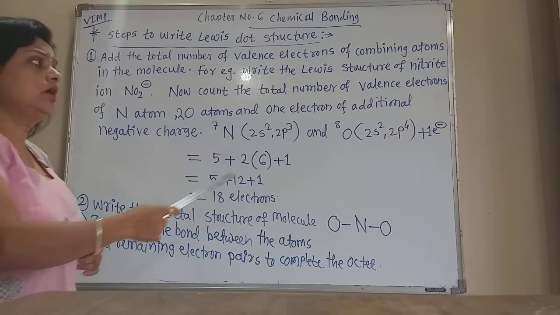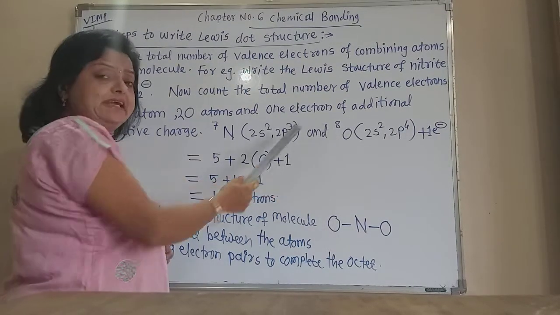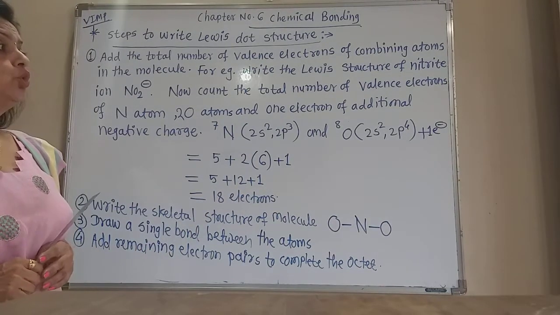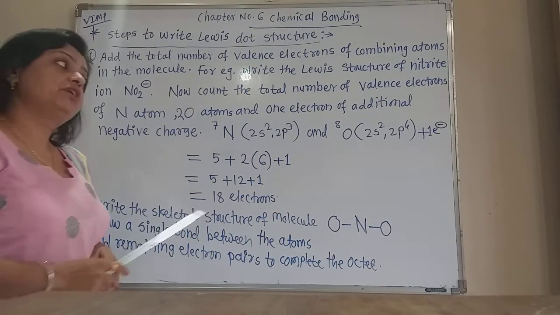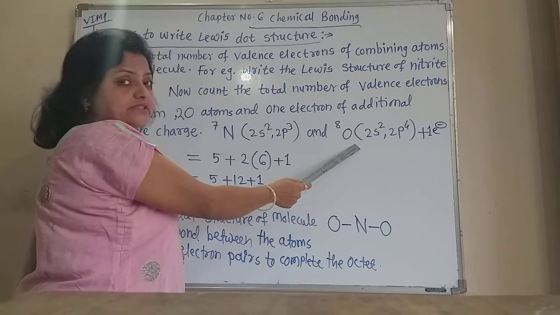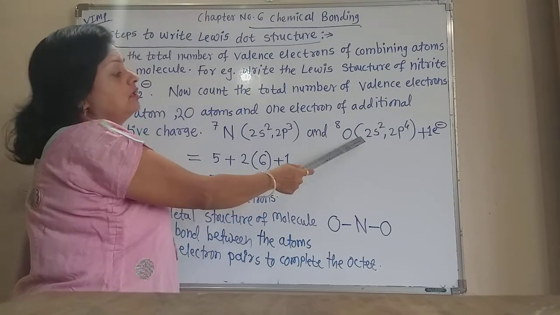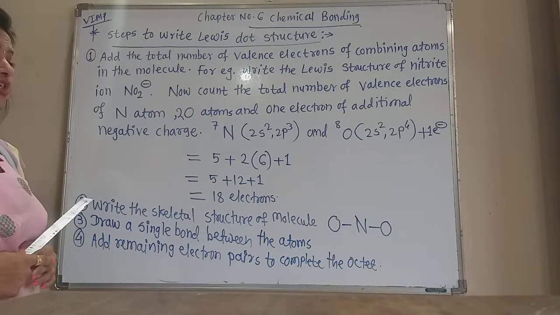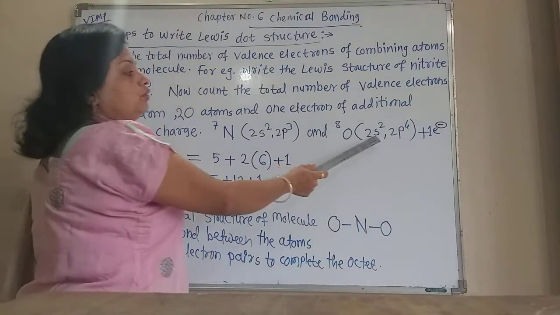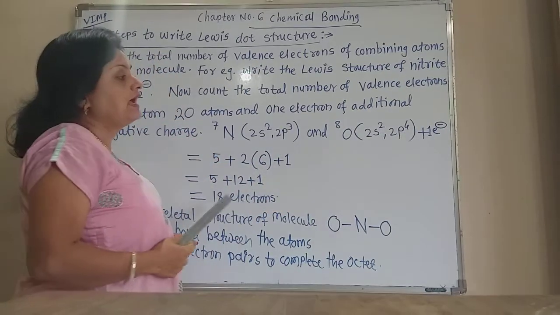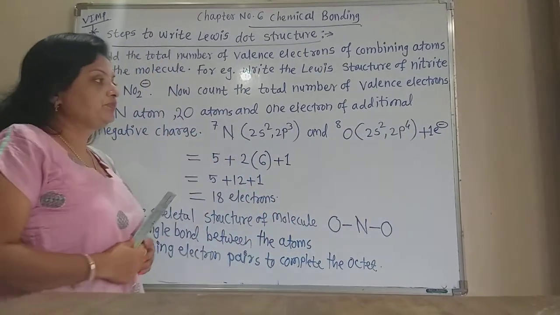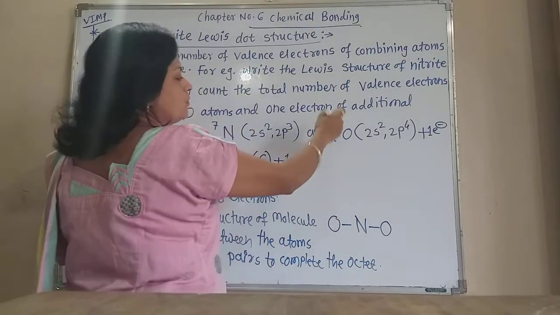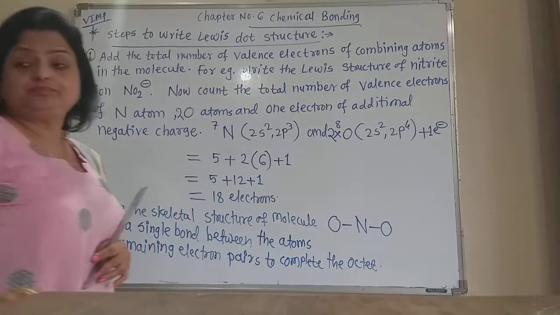For oxygen, the atomic number is 8, so the electronic configuration is 1s2, 2s2, 2p4. Again the 1s2 electrons are not counted because they are not valence electrons. So the outermost second shell has 2 plus 4, that is 6 electrons. Plus 1 electron for the charge. Since there are two oxygen atoms, multiply by 2.